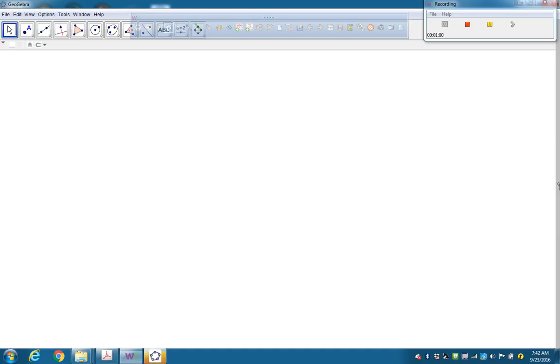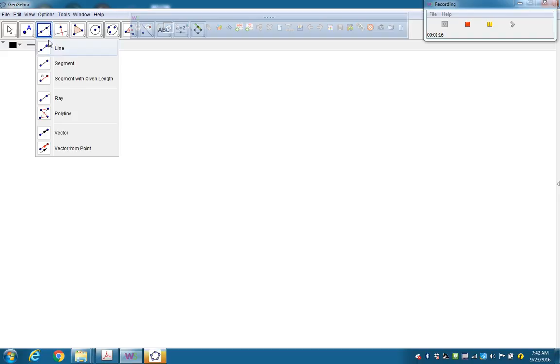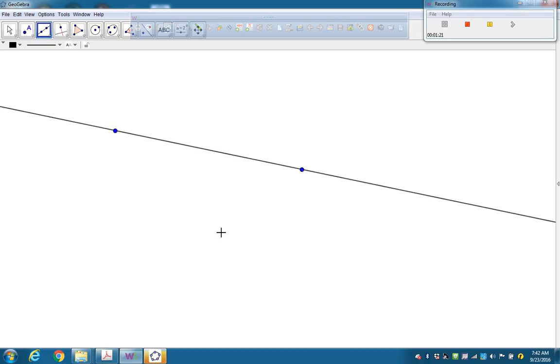But that's where you get your different views of GeoGebra. And then up here is a line tool. Okay. So what I would like you to do is draw a line. You go here and there's line tool, segment tool. So go and make yourself a line, and all you have to do is do that, then you get a line.